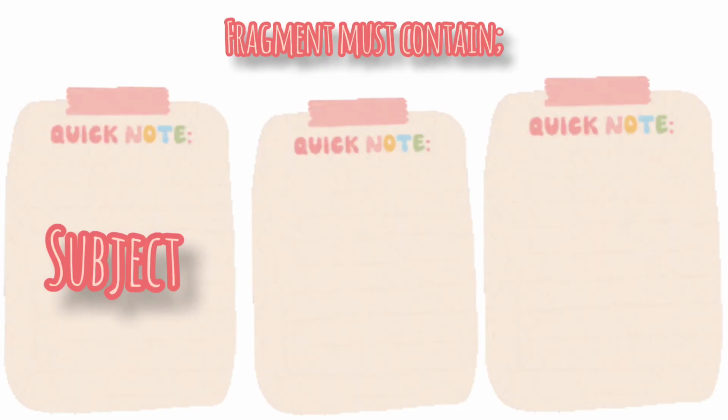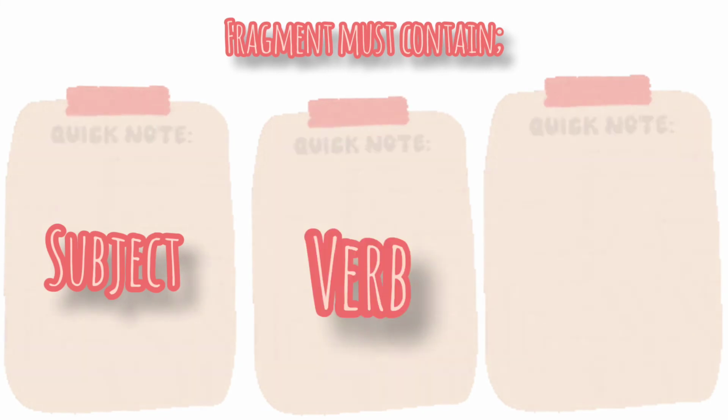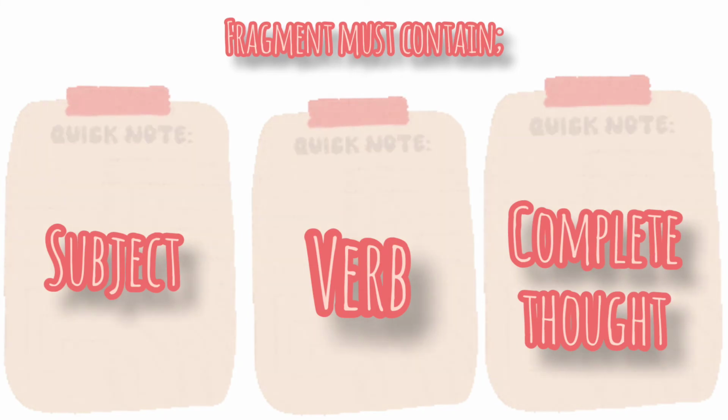A subject tells who or what the sentence is all about. A verb expresses the action. It tells what the subject does or links the subject to other important words. And with a complete thought.